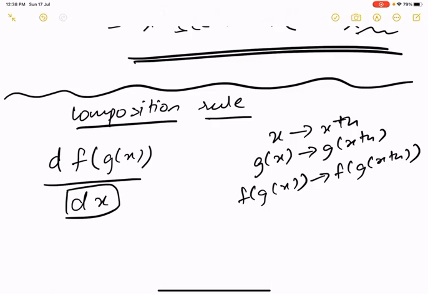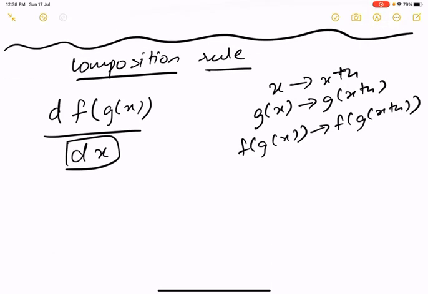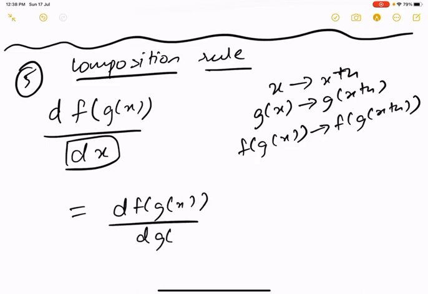I cannot find a derivative of f directly with respect to x, no? Because x is first affecting g and then you are getting f. So the rule says, this is your rule number 5, that this is nothing but the derivative of f with respect to its own input multiplied by the derivative of g with respect to its input.